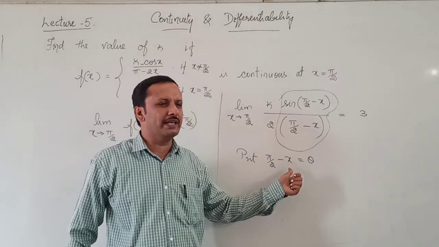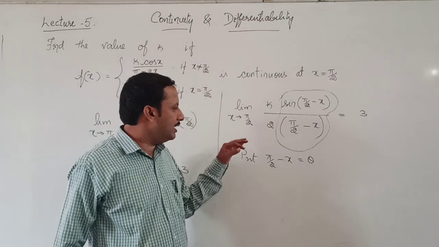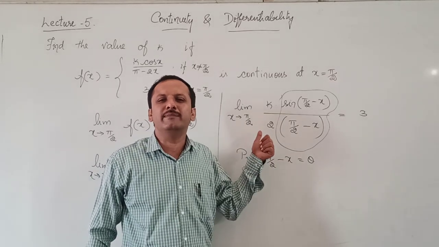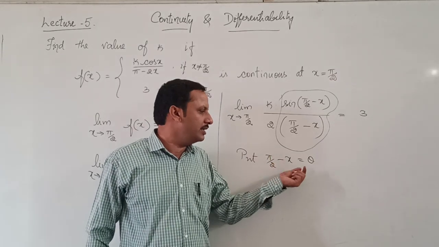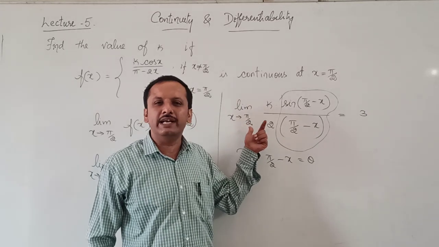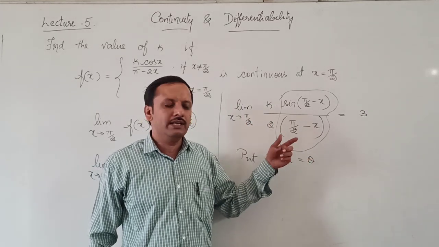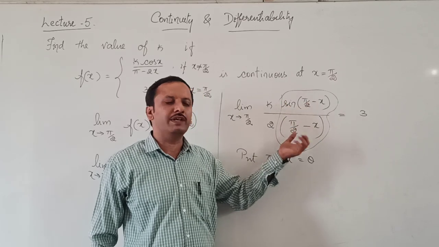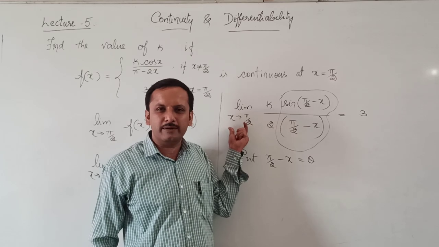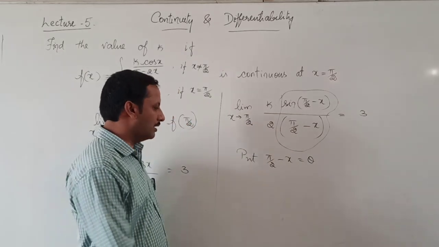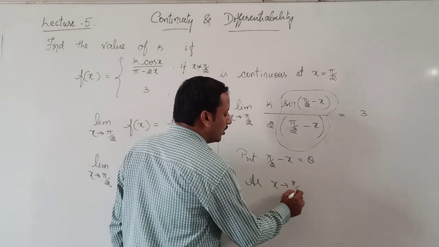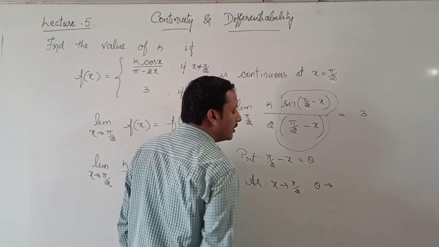I am taking pi by 2 minus x as theta. Now in any limit, if you want to make a substitution, then in the next step, you have to change the limits also. Here I am introducing a new variable theta, and therefore the limit should also be in terms of the new variable only. If this expression is in terms of theta and this limit is in terms of x, that is not correct. Both should be in the same variable. So for that, as x tends to pi by 2, what will happen to theta? That we will identify.